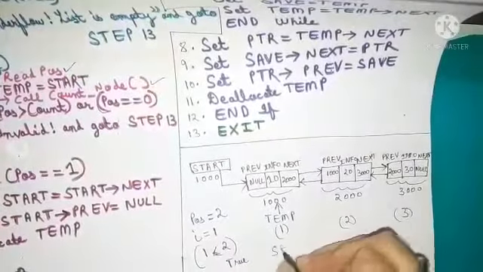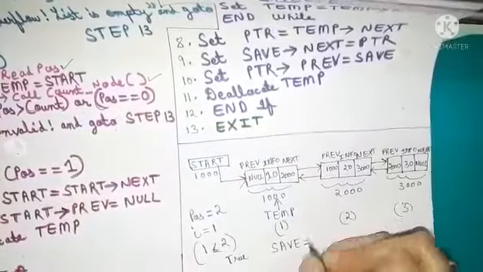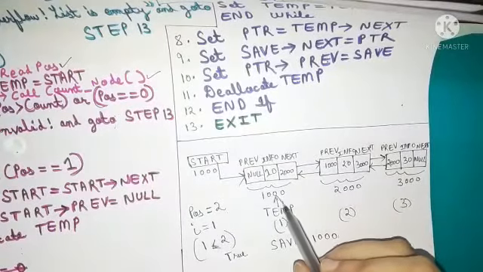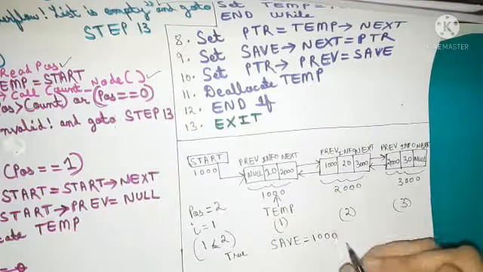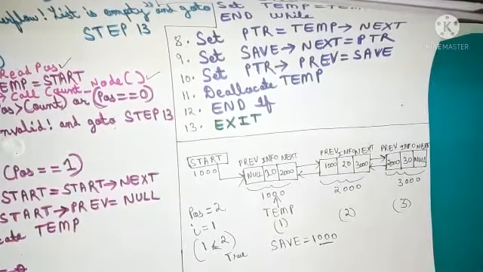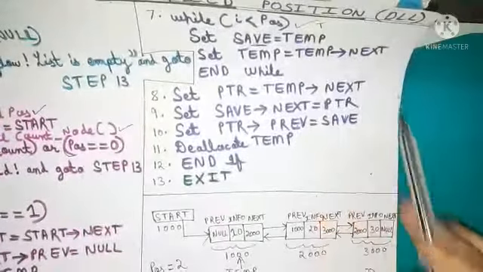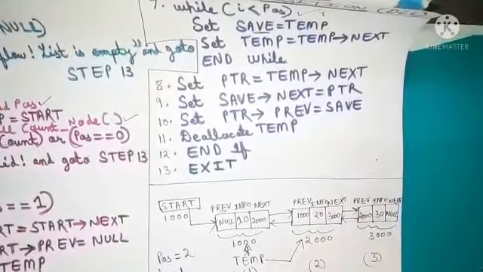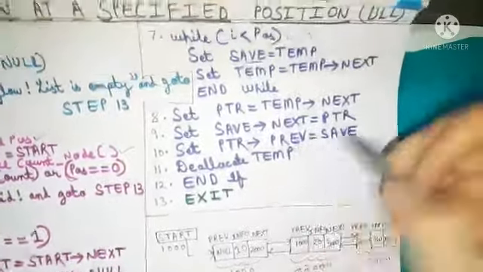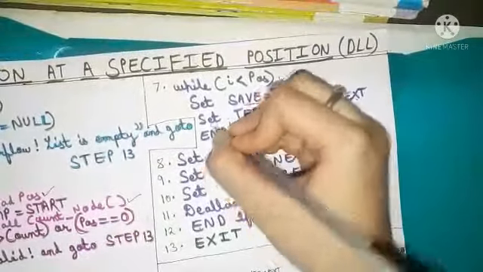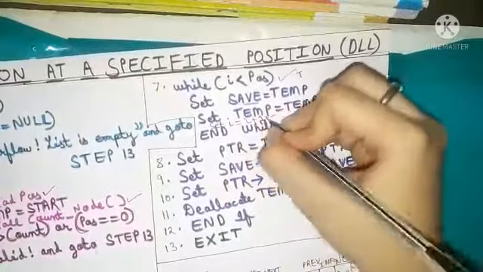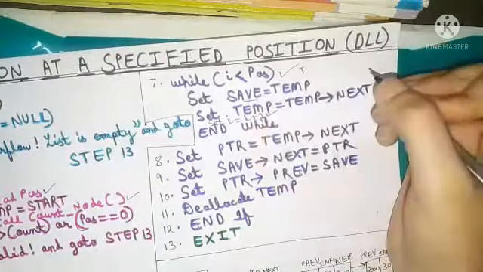So here set save is equal to temp. The temp pointer is now pointing to the node whose address is 1000, so we will save 1000, and then we will set temp is equal to temp next. Then here we will set one more statement, that is i is equal to i plus 1.